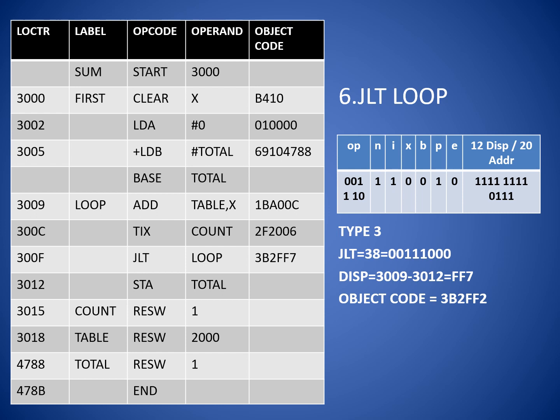For that, we need to find out the displacement. Displacement needs to be 12 bits. The displacement of the current instruction is given as follows: the loop has the location counter as 3009, and the next subsequent location counter is 3012. We get the answer as FF7. If it falls in the range between minus 2048 to 2047, P is set to 1, or else B is set to 1. Since it falls in the range, P is set to 1. Grouping 4 bits, we get the object code as 3B2FF2 for the current instruction.